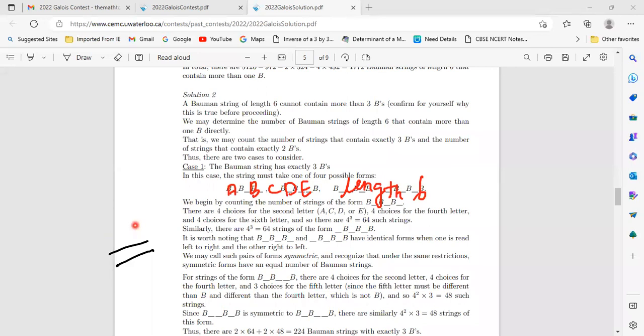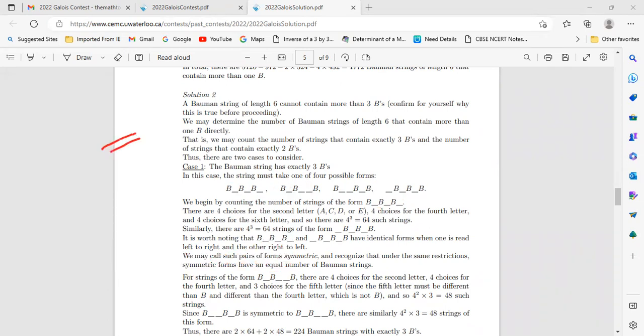And if you choose more than 3 Bs, what happens? You will have A, B, C, B, B, D. Or else, if you shuffle them, maybe you will have B, A, C, D, B, B. See, for choosing exactly 3 Bs itself, we do face a problem. In the second condition, they said you're not allowed to put the same letter in adjacent places, isn't it? So from this we can say a string of length 6 cannot contain more than 3 Bs. Okay.